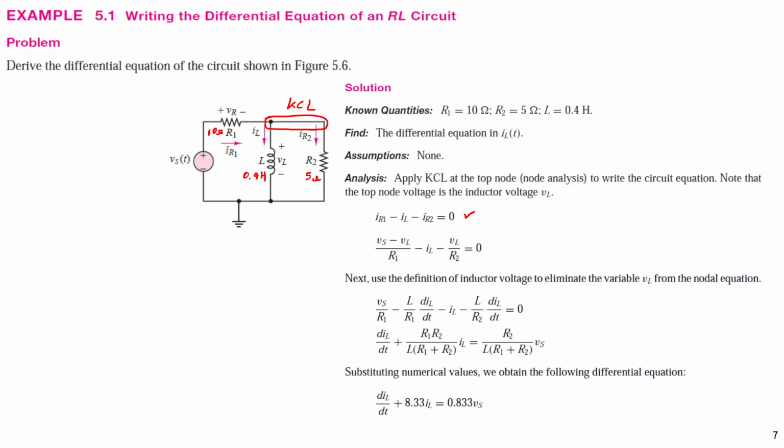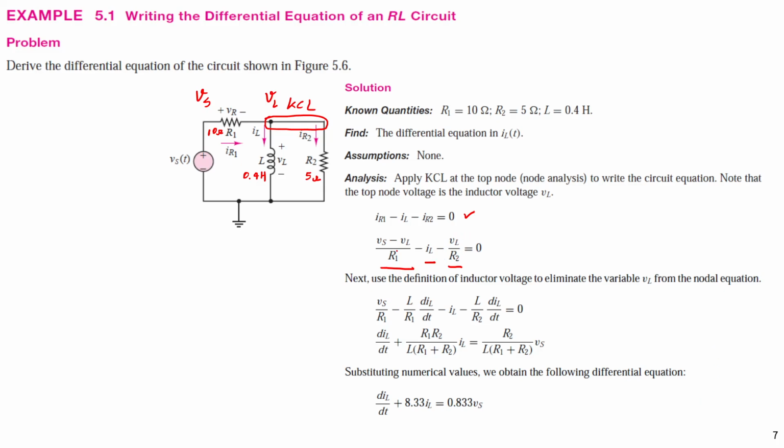And what is IR1? This is VL, right? The voltage of this node we call VL, or V across the inductance. IR1 is Vs minus VL divided by R1. And this is IL. And this is VL divided by R2.